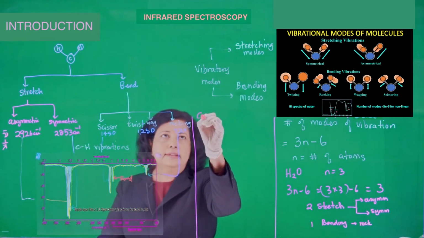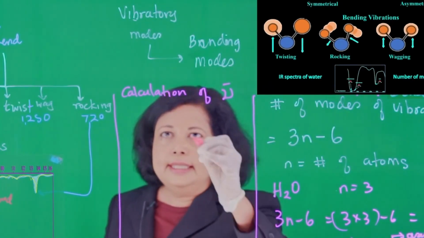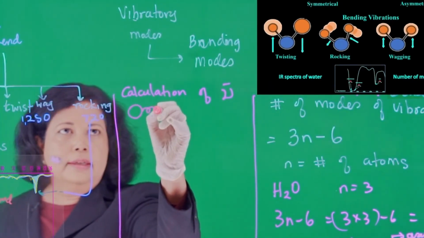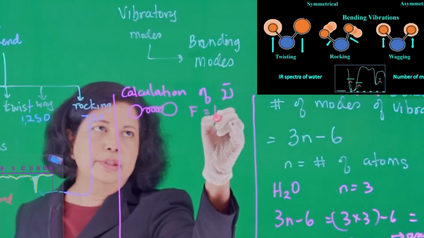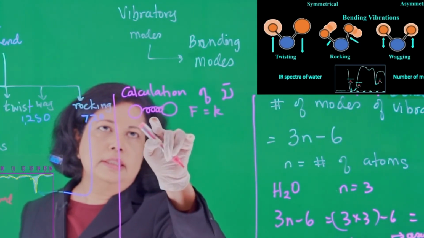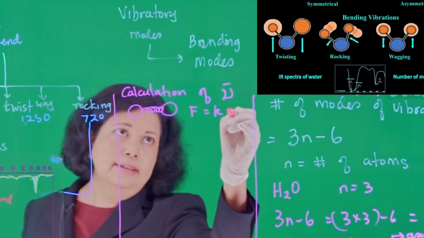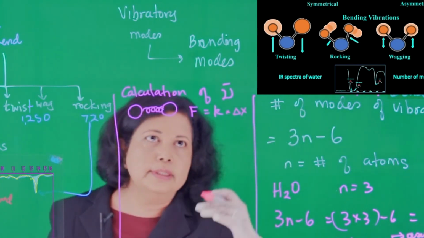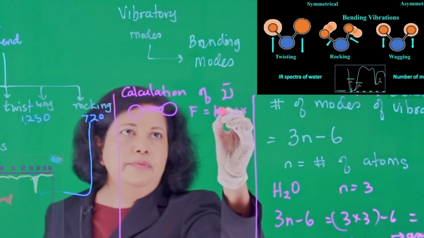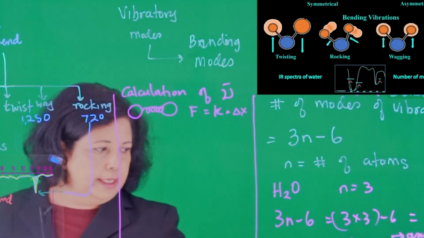So calculation of wave number, okay? So let's say we treat this as a spring. And we know from Hooke's law that the force is equal to the force constant, and that's very unique to every type of material, times the displacement, right? You've done this before in physics. So we can use the same force constant here to calculate our wave number.